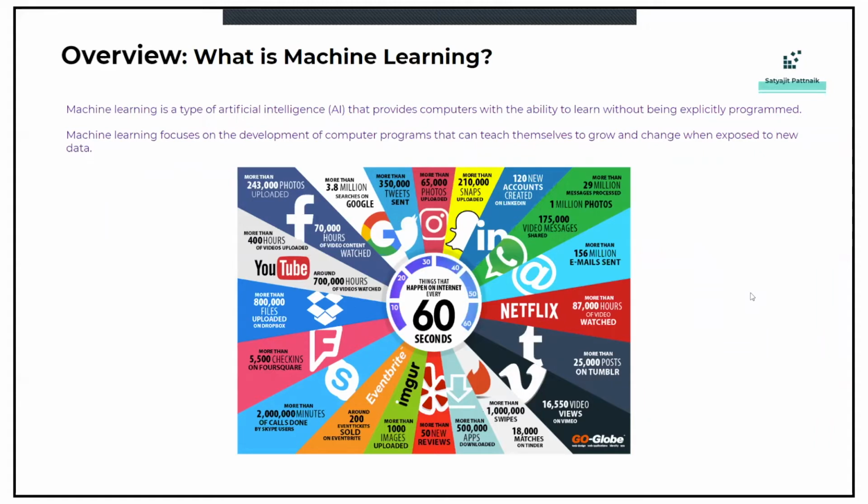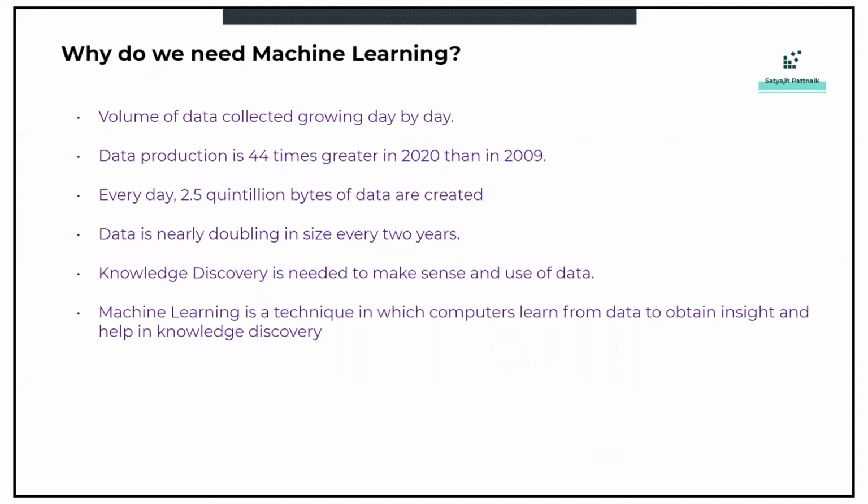What exactly is machine learning? It's a type of AI that provides computers with the ability to learn without being explicitly programmed. ML focuses on the development of computer programs that can teach themselves to grow and change when exposed to new data. Okay. Now, why do we need ML? Why is it growing these days? For the past 5 to 6 years, it has been coming into the picture, and many people are following the trend. Many people are entering the field of data science. Now, why is data science applicable? Why do we need machine learning in the current scenario?